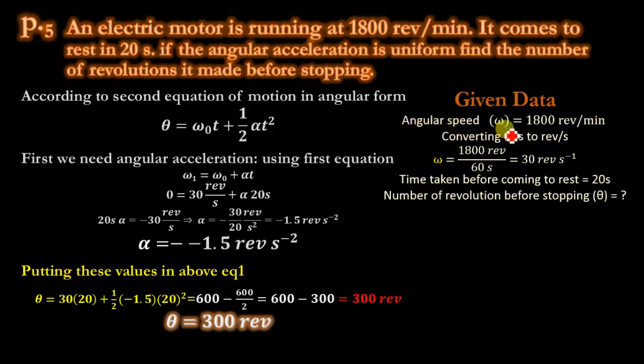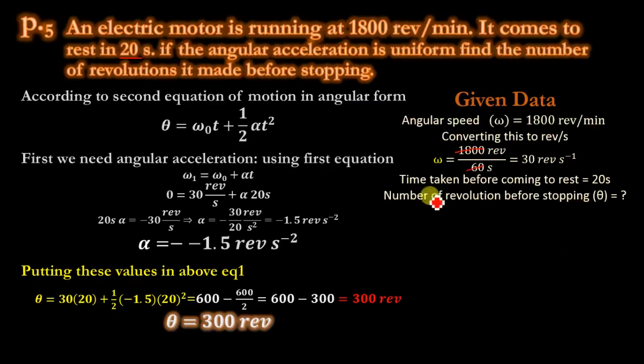Given data: angular speed omega is equal to 1800 revolution per minute. Converting this into revolution per second, omega is equal to 1800 revolution divided by 60 seconds, as 1 minute is equal to 60 seconds. Dividing 1800 by 60, we get 30 revolution per second. So this is the angular velocity in SI unit. Time taken before coming to rest is given as 20 seconds. The number of revolutions before stopping, theta, is unknown.